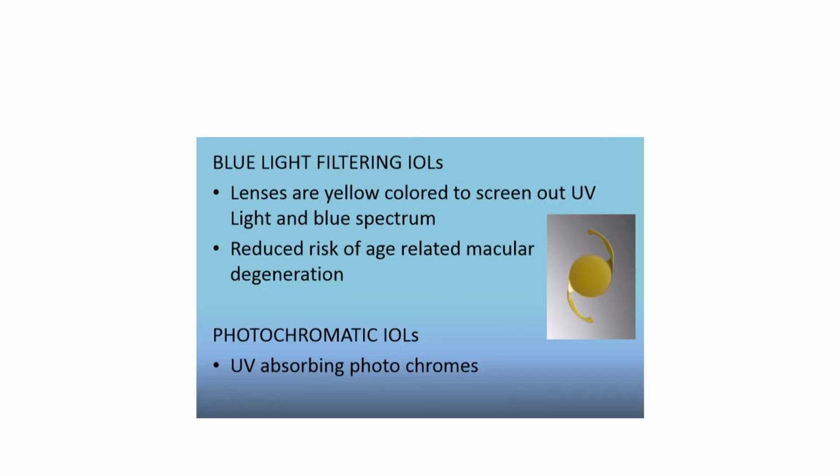Blue light filtering IOL. Lenses are yellow colored to screen out UV light and the blue spectrum. They reduce the risk of ARMD or age-related macular degeneration because these IOLs filter out the UV light or the blue spectrum of the light. The second type is the photochromatic IOL. There are also UV absorbing photochromes containing IOL.